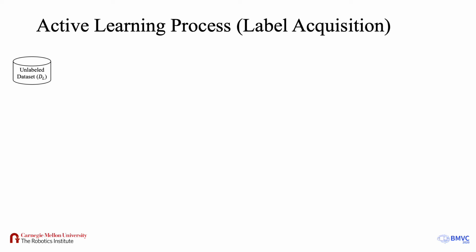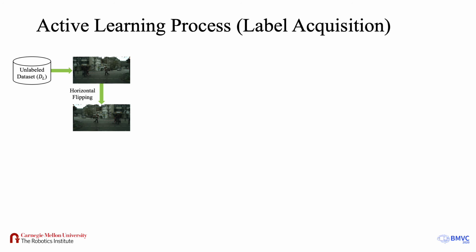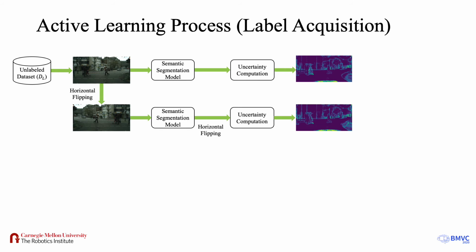For each iteration, we go through all the images in the unlabeled dataset to select and label the most uncertain region. For each unlabeled image, we use both the image and its horizontal flip to measure its uncertainty. We send each image to the semantic segmentation network and measure the pixel-wise entropy by aggregating the posterior uncertainties over the network predictions. We then look at the regions among all the unlabeled data that have the highest entropy.